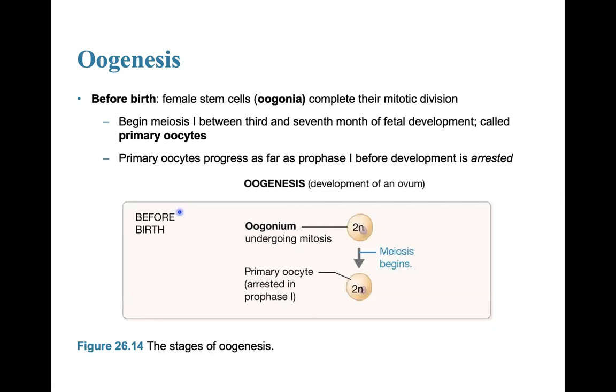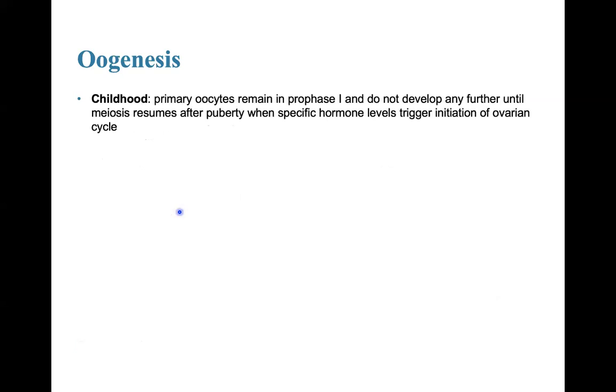So before birth, the female stem cells, the oogonia, complete their mitotic division. They begin meiosis 1 between the 3rd and 7th month of fetal development, and these will form primary oocytes. The primary oocytes progress as far as prophase 1 before development is arrested. The primary oocytes will remain in prophase 1 throughout childhood and do not develop any further until meiosis resumes at puberty, when specific hormone levels trigger the initiation of the ovarian cycle.